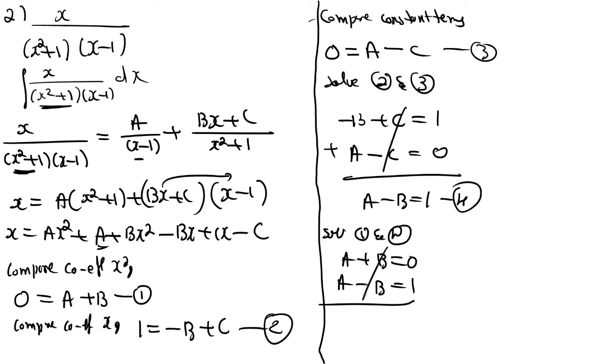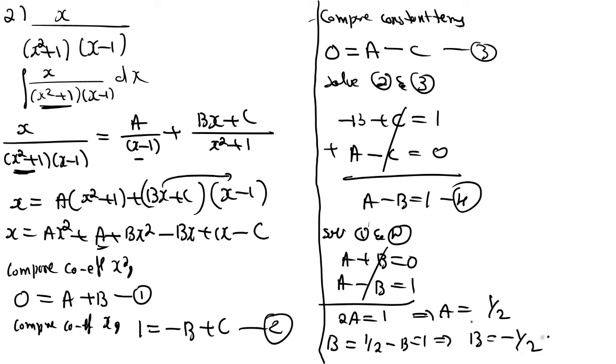Now see, plus b minus b cancels, so 2a is equal to 1. What is the a value? A value is equal to 1 by 2. Then what is the b value? Substitute a equal to 1 by 2 in any one of the equations. If you substitute in 4, we get 1 by 2 minus b is equal to 1. This implies b is equal to 1 by 2 minus 1, which is equal to minus 1 by 2.